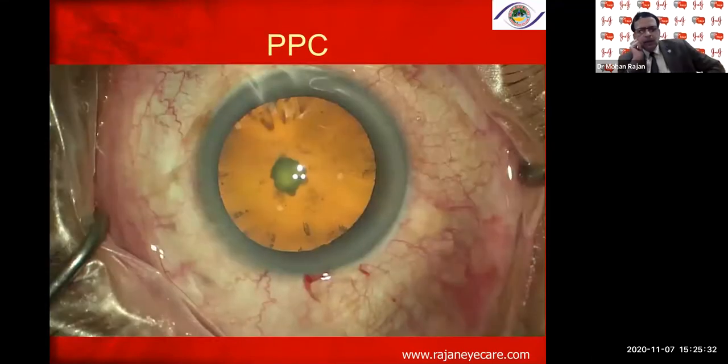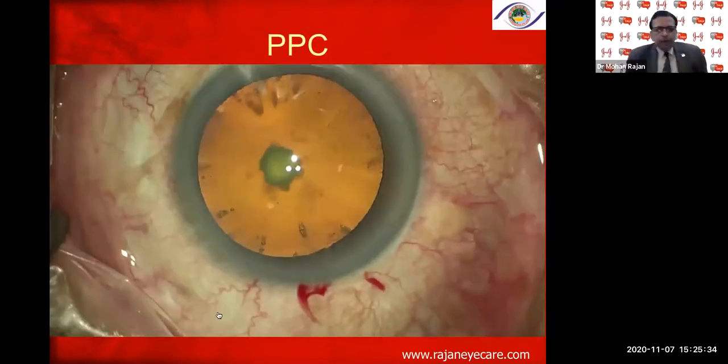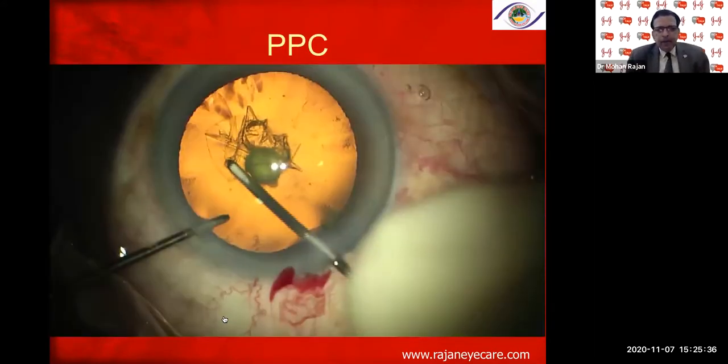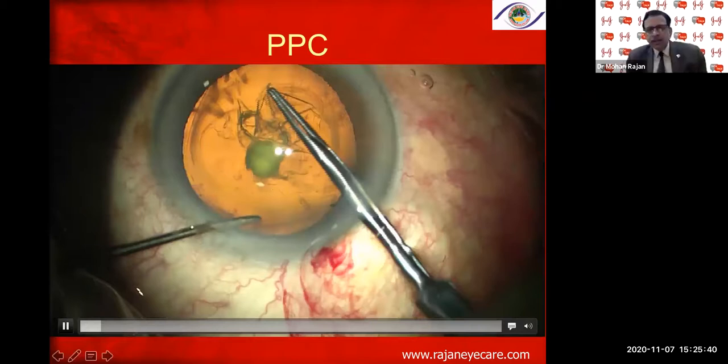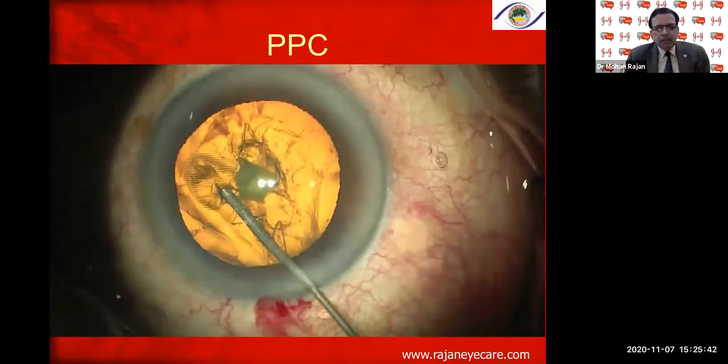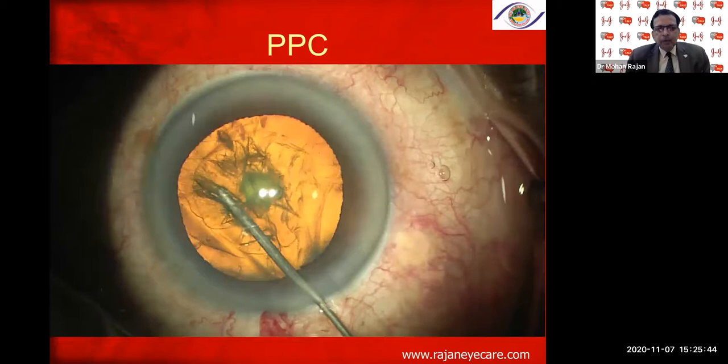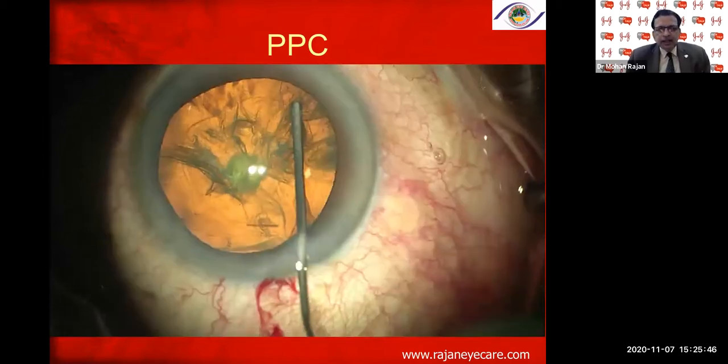Again, a posterior polar cataract. I just want to show you another patient with a posterior polar cataract. I'm going ahead with the rhexis, making sure the rhexis is not very large in posterior polar cataract. Don't make it very small also. Again, I'm doing a gentle hydrodelineation in this case.